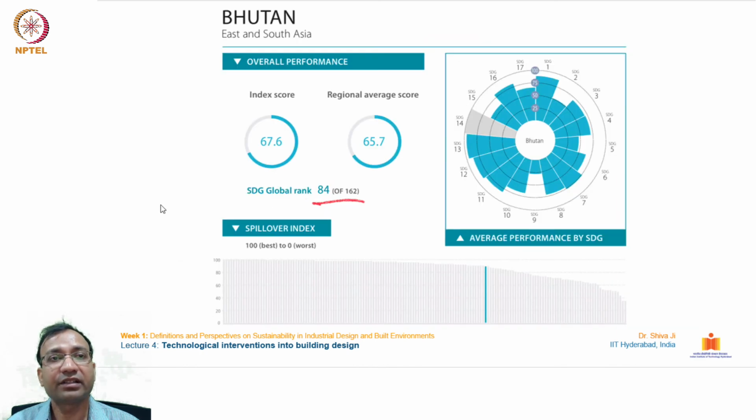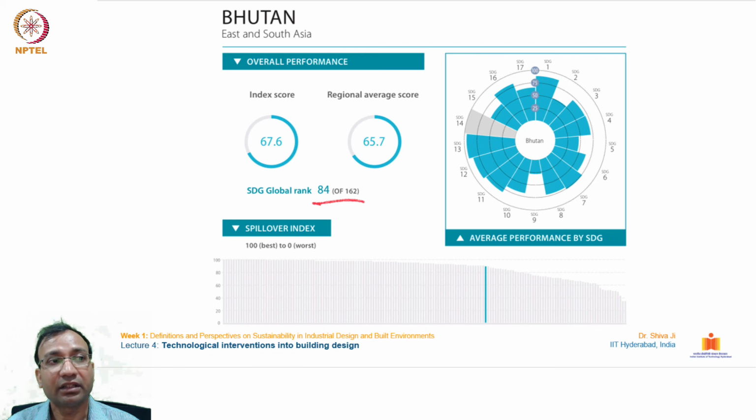Further, in this continuation, we have this slide which talks about the overall performance from a country's perspective. I have taken this example of Bhutan and India. Particularly Bhutan right now, on the index score, has achieved 67.6 points. On the regional average score, it has received 65.7 points. And you can see on this rose diagram of the 17 SDGs how much average performance it is giving in each of these. So this distribution is given over here.